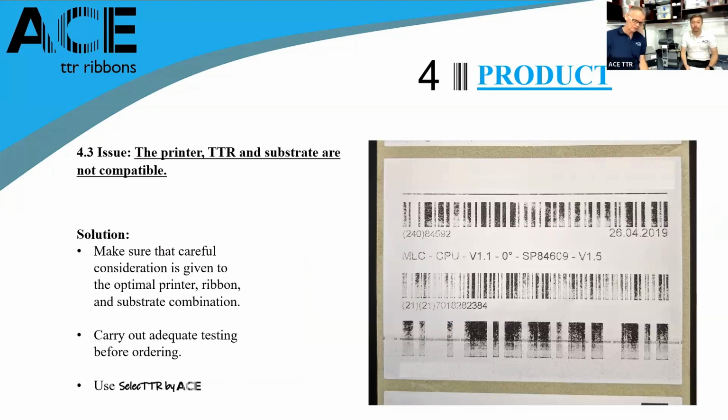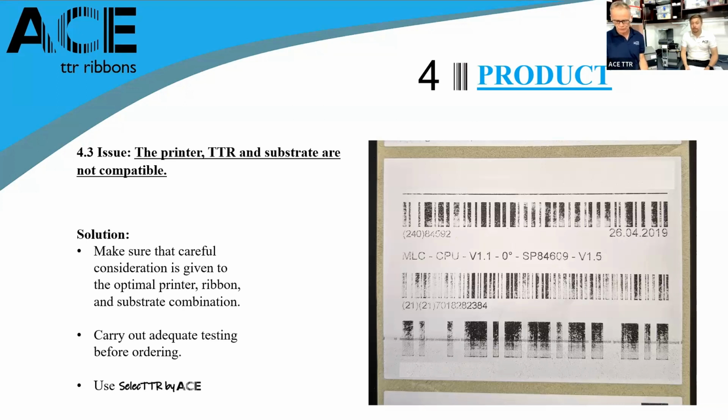You've got to make sure that your printer, your TTR, your application and your substrate are properly matched. Across those four things, that's quite a lot of permutations, which is why a lot of clients get it wrong. But this is where you as a client need to be very systematic when you're dealing with your TTR supplier, or indeed your printer manufacturer, when you're buying your new printer. And we can help on that. But the proper combination of these is essential for you to get the right print quality.